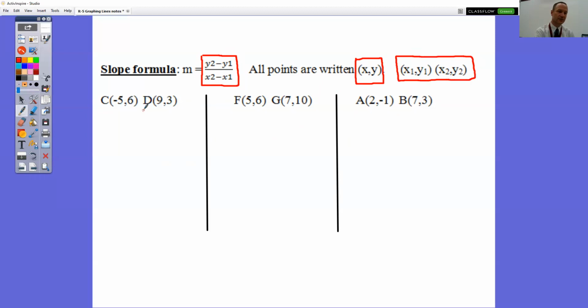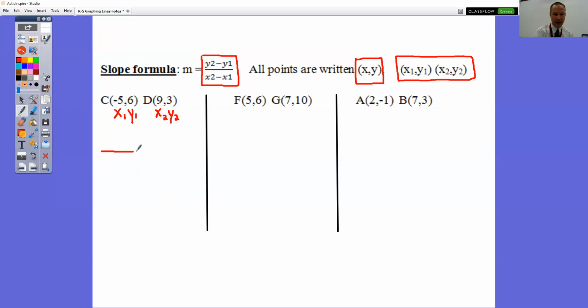So when we take a look at this first example, we have 2 points here. We have -5, 6 and 9, 3. -5 is an x, 6 is a y. 9 is an x and 3 is a y because all points are written x comma y. Now we got to figure out the ones and twos. -5 comma 6 is your first point. So these get ones. 9 comma 3 is your second point. So these get twos.